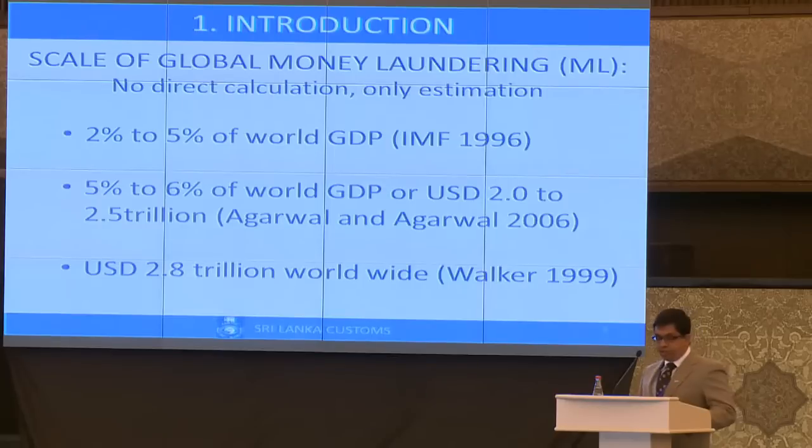So, how big is the problem? We cannot directly calculate money laundering because everything is hidden. We can do only the estimation. According to several estimations, it is 2% to 5% of world GDP, and another study says it would be 5% to 6% of world GDP, and Walker estimates it as US dollars 2.8 trillion.